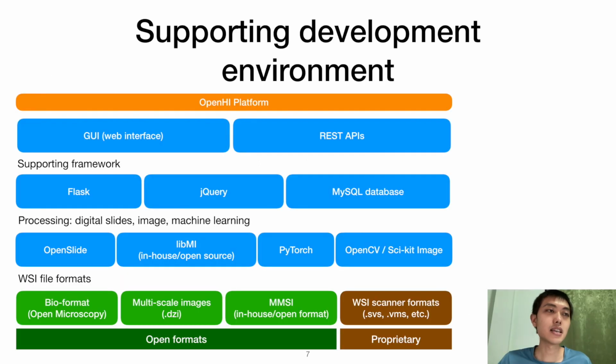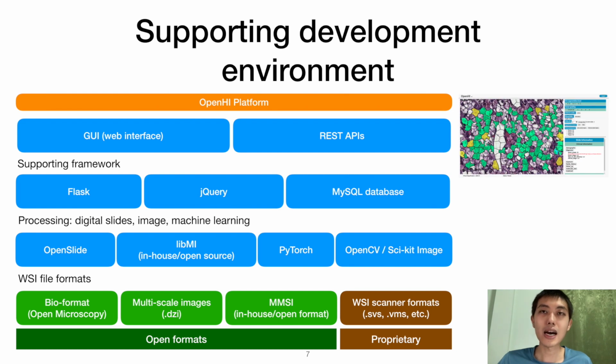So here's the underlying architecture of OpenHI. It is written mainly with Flask, which is a Python-based web framework, and it results in two main things. First is the GUI for annotation and analysis, and second is the REST API that other applications could interface with OpenHI.